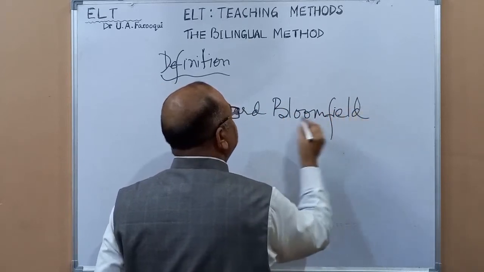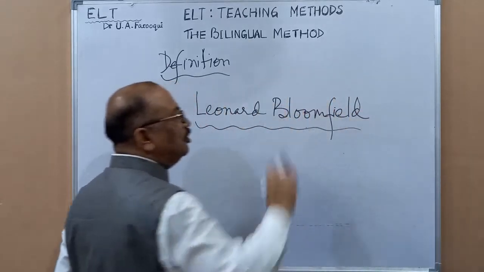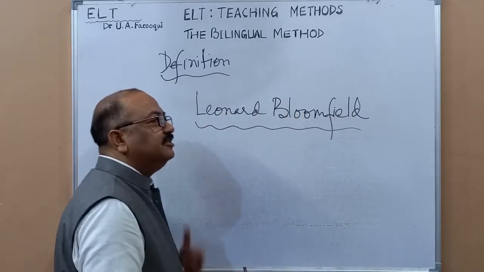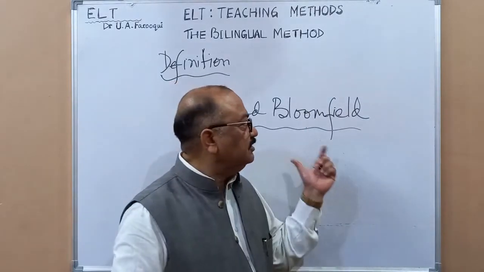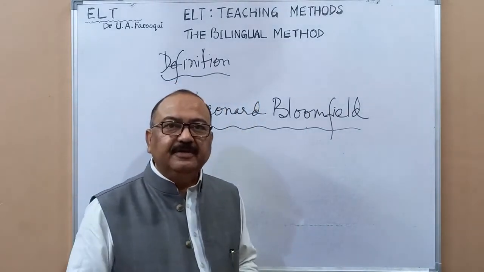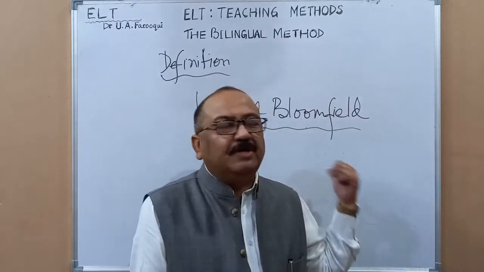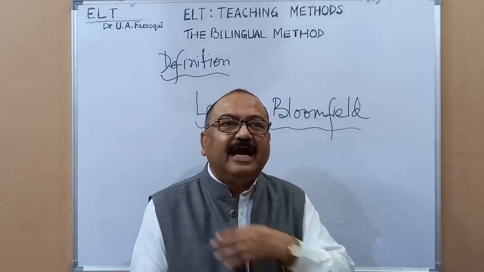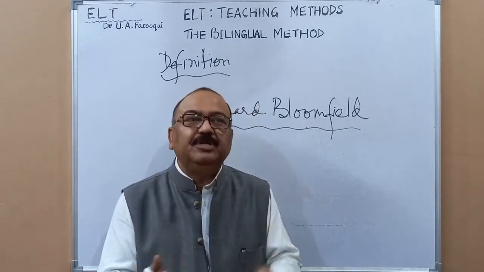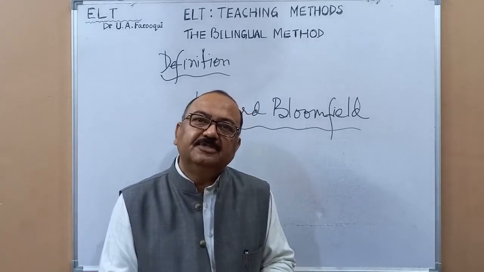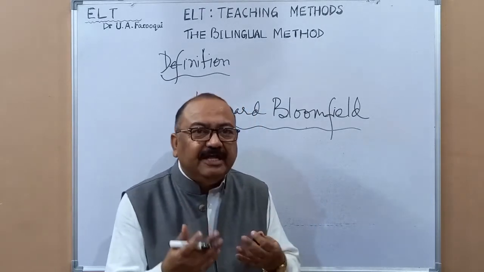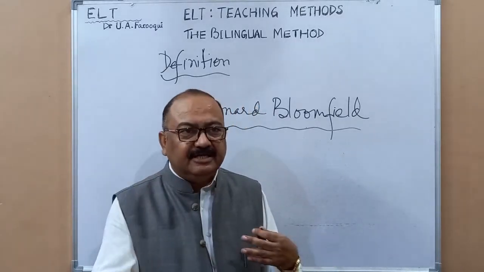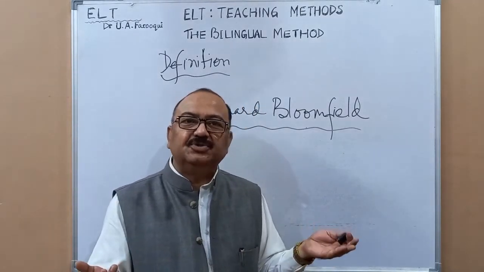a very famous linguist. We'll be talking about him more when we discuss surface structures and deep structures, or say IC analysis. So I was talking about Bloomfield. According to him, a native-like control of two languages is known as bilingualism. If you have a native-like command over two languages, that means the mother tongue and a second language, the foreign language, then this is known as bilingualism.